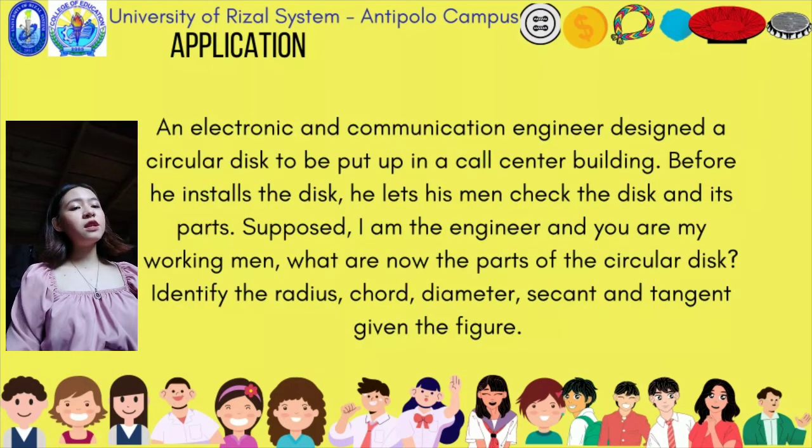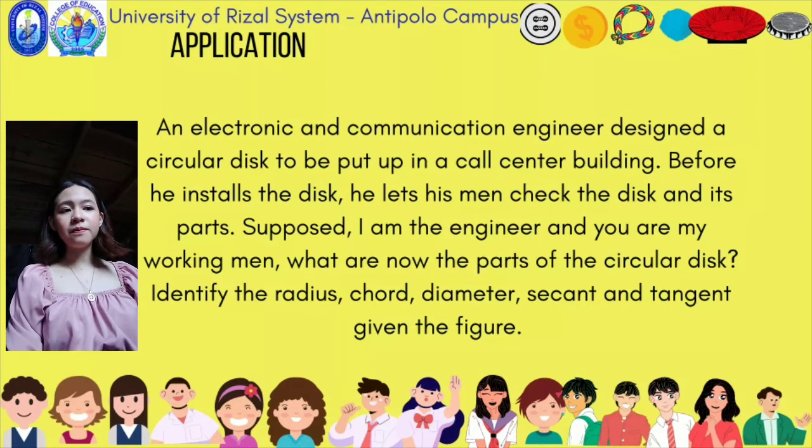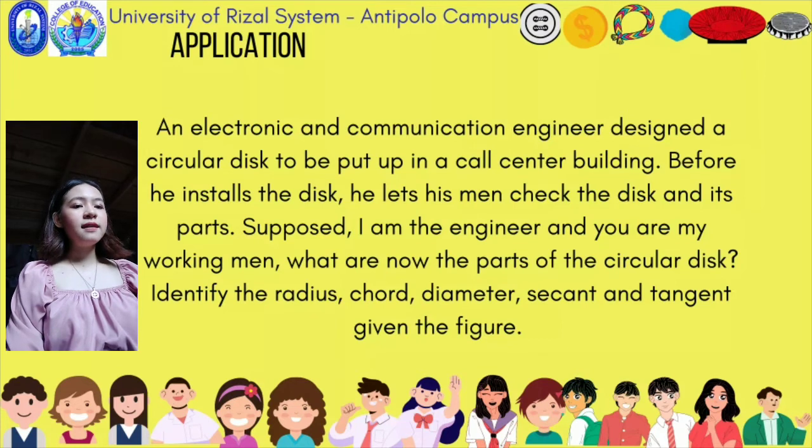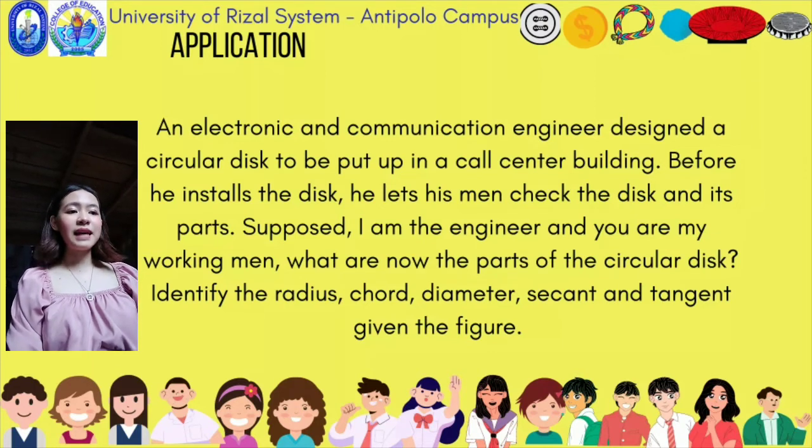An electronic and communication engineer designed a circular disc to be put up in a call center building. Before he installed the disc, he let his men check the disc and its parts. Suppose I am the engineer and you are my working men. What are now the parts of the circular disc? Identify the radius, chord, diameter, secant, and tangent given the figure.